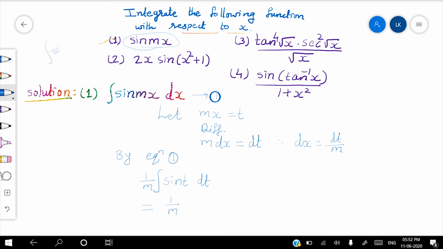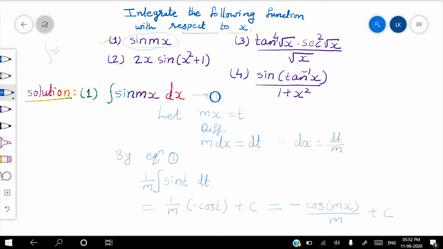Now, integral of sin t with respect to t. You know its formula, correct? Minus cos t plus c, any arbitrary constant. Substitute the value of t, that means minus cos of mx, upon m, plus c. This is our final answer.